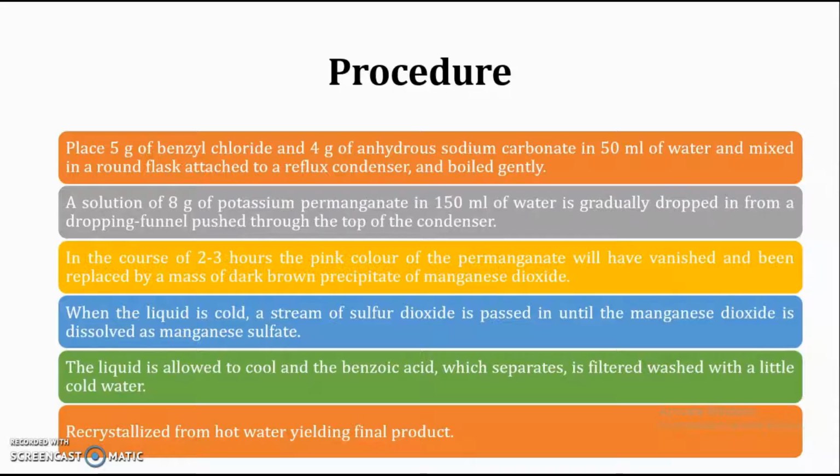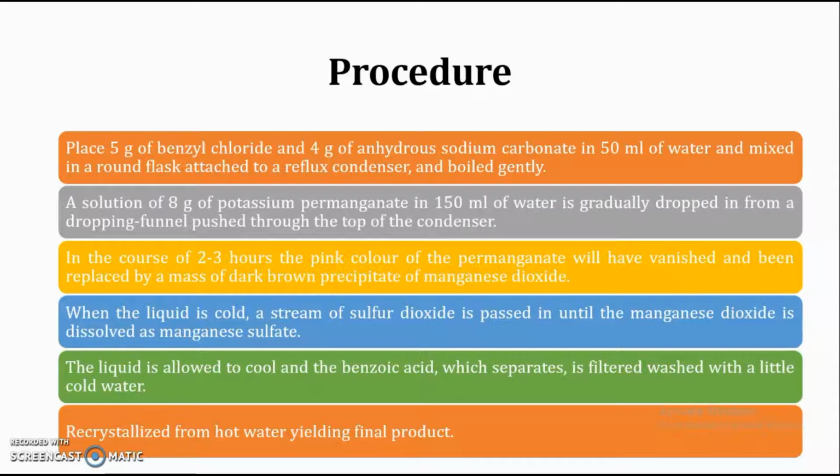Then second point, a solution of 8 gram of potassium permanganate in 150 ml of water is gradually dropped from a dropping funnel pushed through the top of the condenser. Means in second point, after attaching the reflux condenser, we are going to carry out the addition of 8 gram of potassium permanganate in 150 ml of water as a solution. Now, in the course of 2 to 3 hours, the pink color of permanganate will have vanished and been replaced by a mass of dark brown precipitate of manganese dioxide.